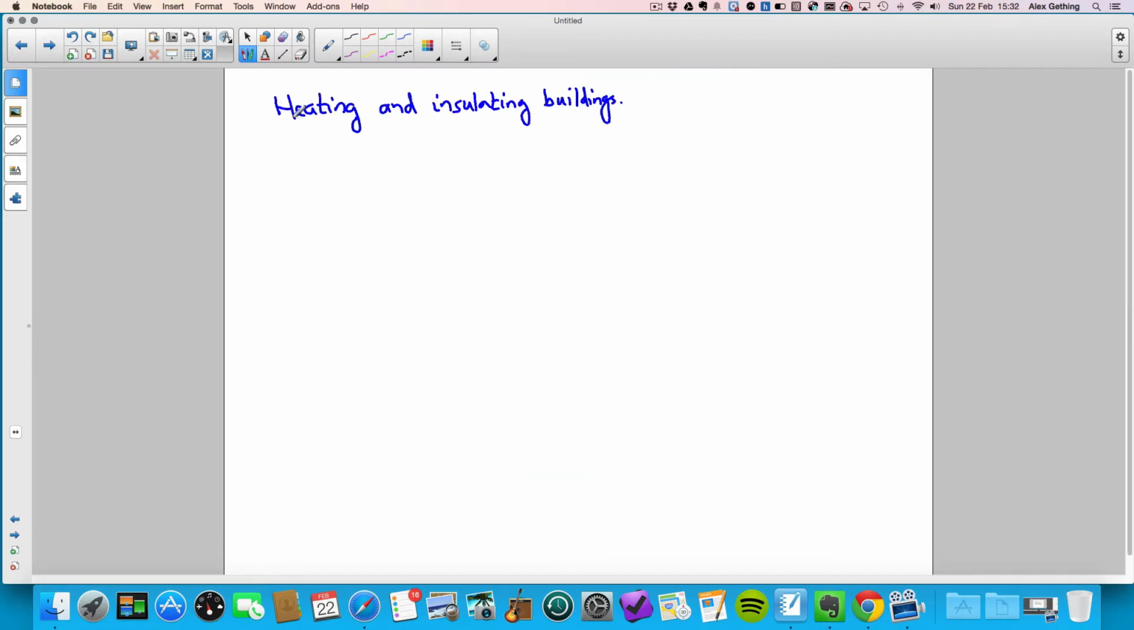The final subtopic I want to cover for P1.1 today is heating and insulating buildings. And before I go into the details here, I just want to get across a measure that we need to know about and need to use and to understand. Fortunately, we don't have to calculate this, but the U value is a measure of how effective a material is at insulating.